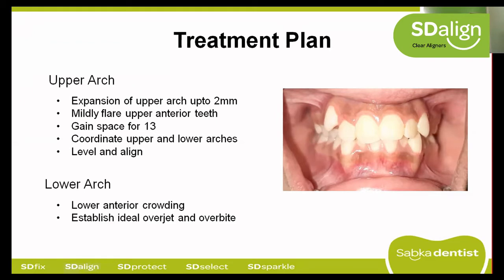So for the lower arch, we have kept similar objectives. Try and correct the crowding in the lower anterior region, 3-1, 4-1, 3-2, 4-2. Just help with the torque also in that area. Especially the torque will also be important for 1-2 and 1-3. So these are the main objectives for the case.